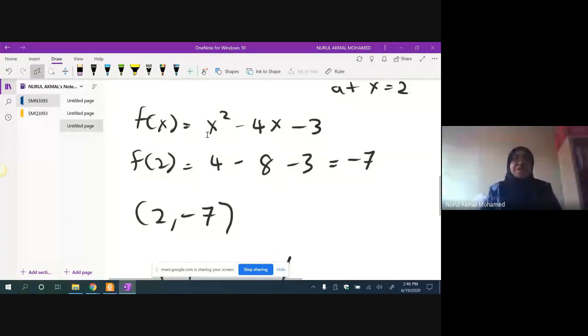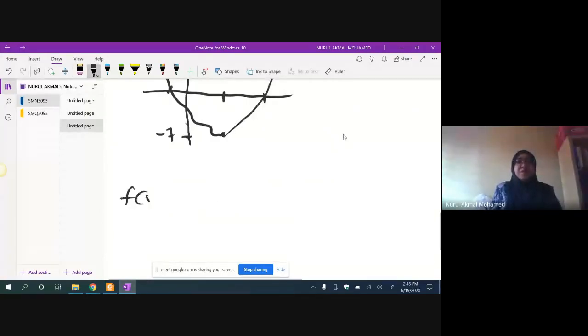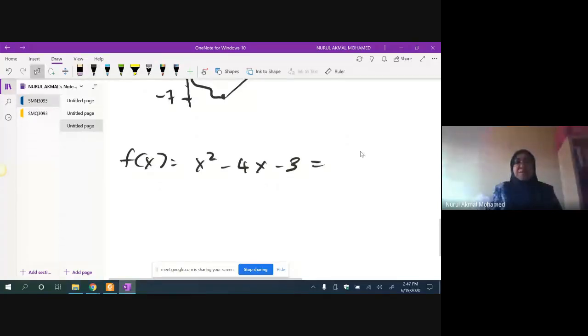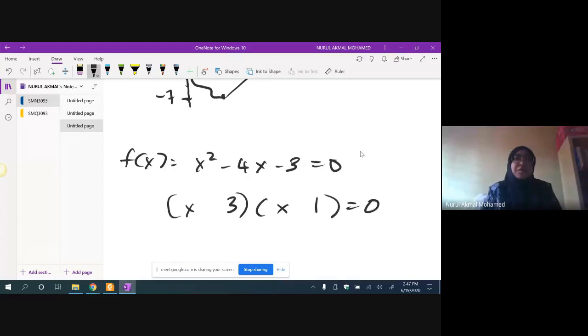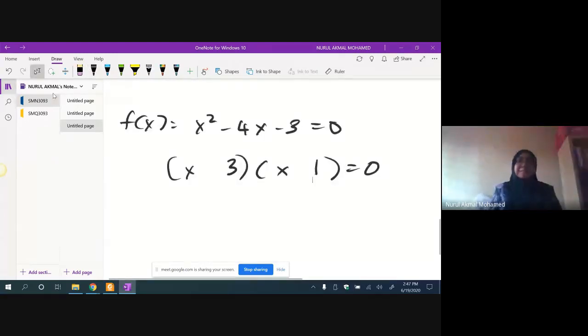So f of x is x squared minus 4x minus 3. You let the function equal to 0. How do you simplify this? Something like this. If you cannot, then you use the quadratic formula. What is the quadratic formula?